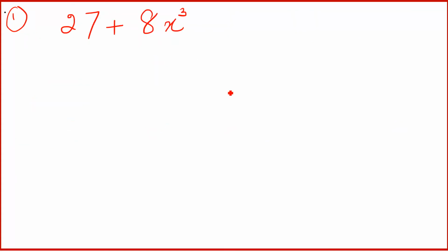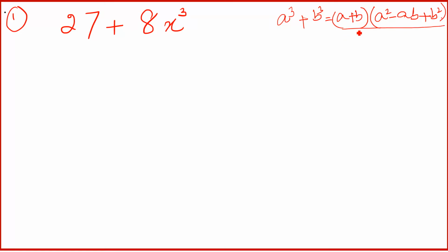This is the first question: 27 plus (2x) cube. See, plus (2x) cube, it means it is a cube plus b cube, equal to (a plus b) times (a square minus ab plus b square). So we will just follow this pattern and expand it. First, make the cubes: this is the cube of 3, 3 cube, and then this is the cube of 2x, (2x) cube.